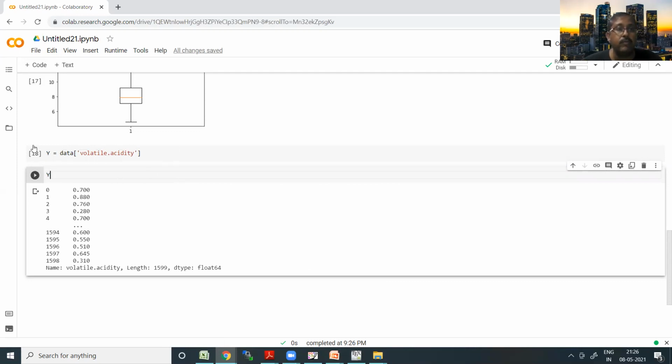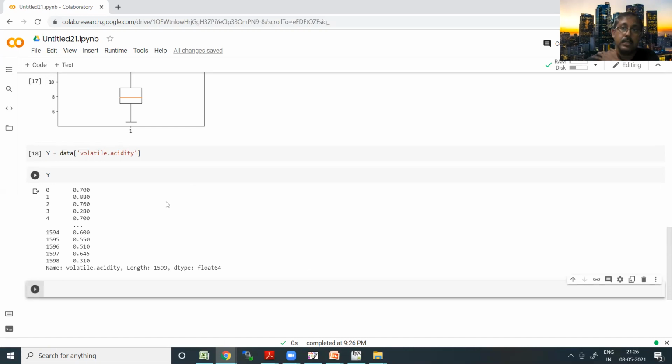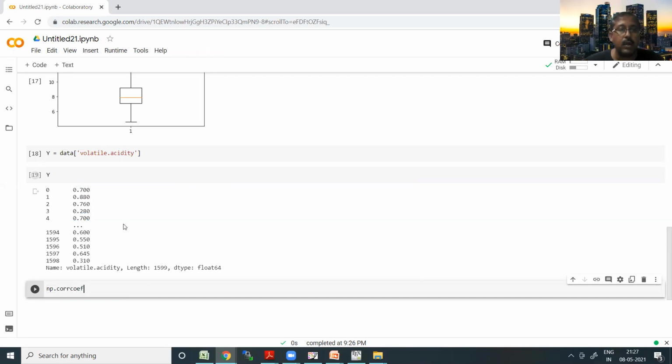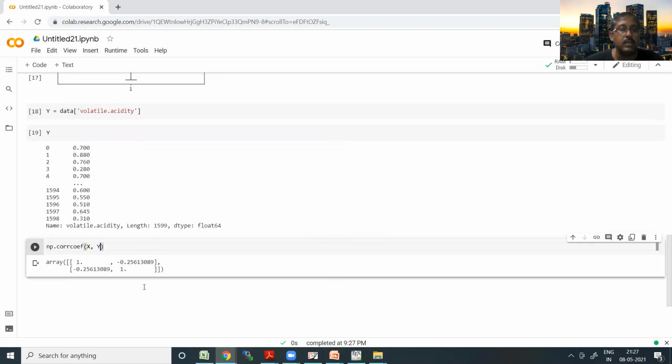Now if I want to see whether there is a good amount of correlation, so basically there is a statistical value, correlation. So if I do a numpy correlation, I can do np corr, this correlation coefficient. If I do this and then I put x comma y, what do I get here? I should get a value of the correlation. Okay, it's giving the value like this.